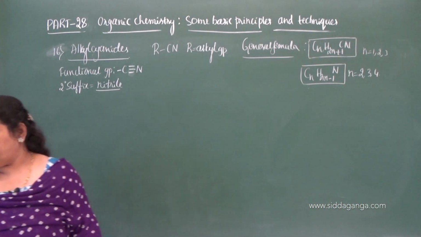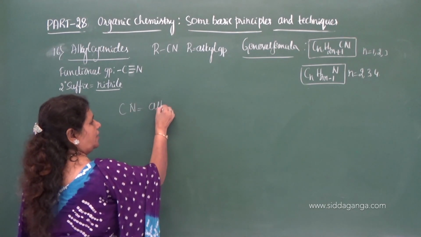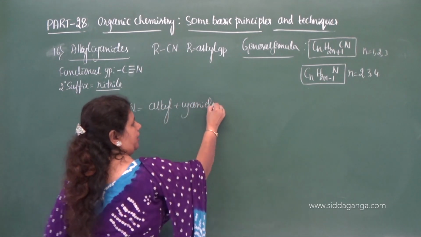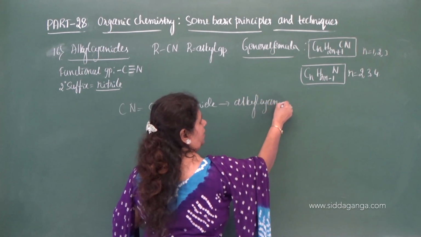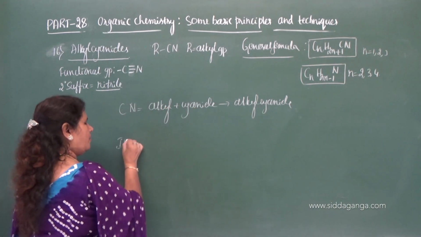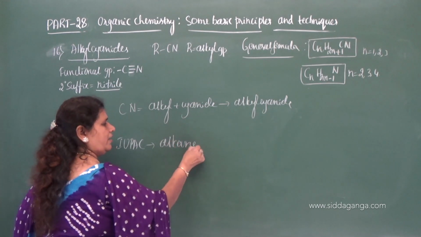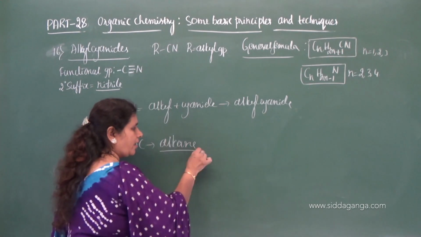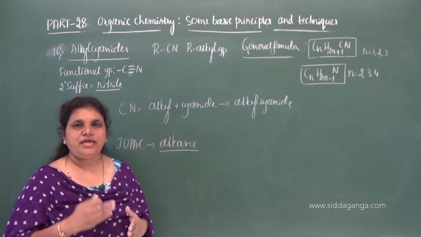Now how to name this? Very simple. The common name is the name of the alkyl group followed by the word cyanide, so it becomes alkyl cyanide. Clear? Alkyl cyanide. Then the IUPAC name. In the IUPAC name, alkane is the root word. While writing the alkane, you need to include the carbon atom of the CN functional group.